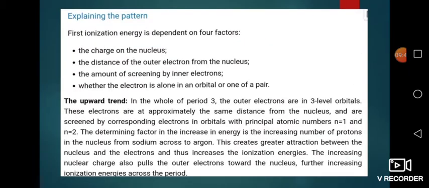Now trend in ionization energy: when we go from left to right in the third period, ionization energy increases, but there are some irregularities in the case of magnesium and aluminium, and phosphorus and sulfur. When we look at the diagram on page number 4, in the case of aluminium, the ionization energy decreases or is less than that of magnesium.